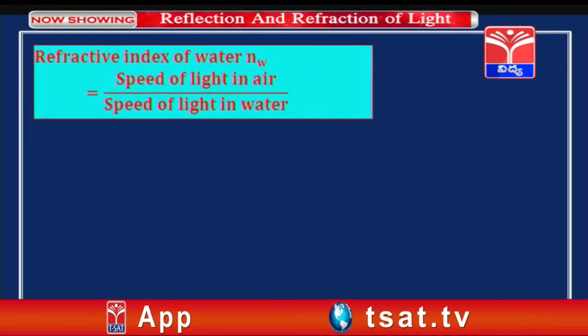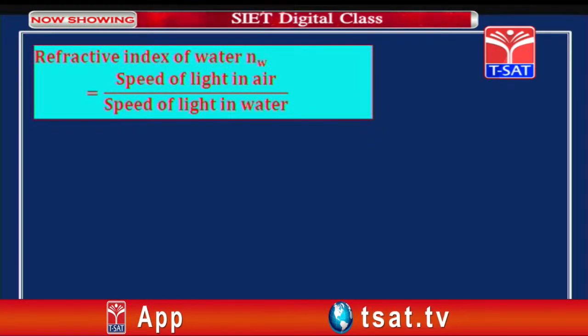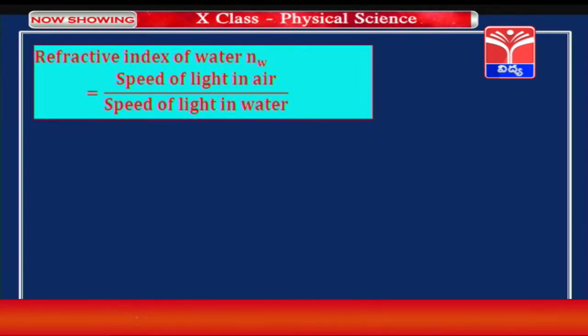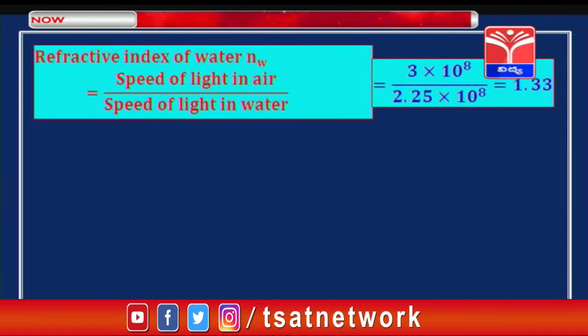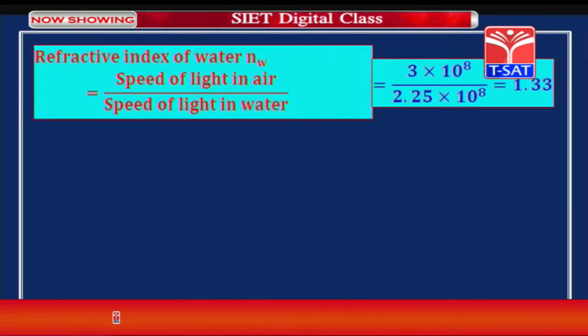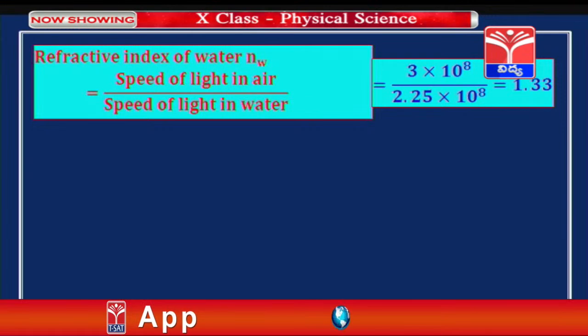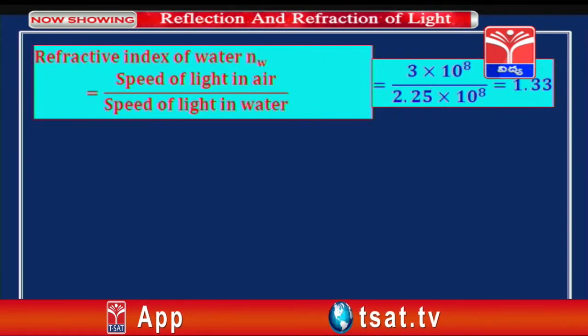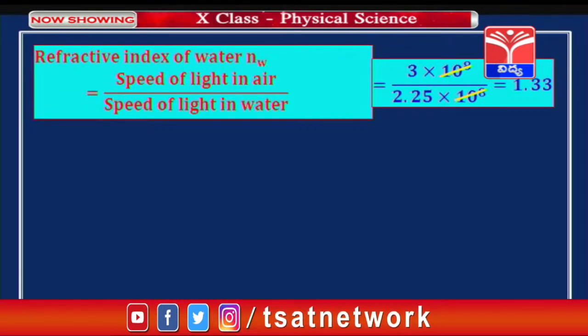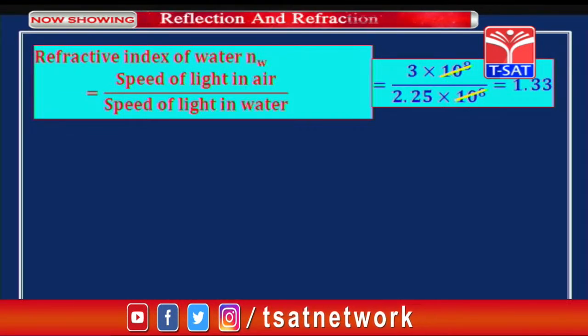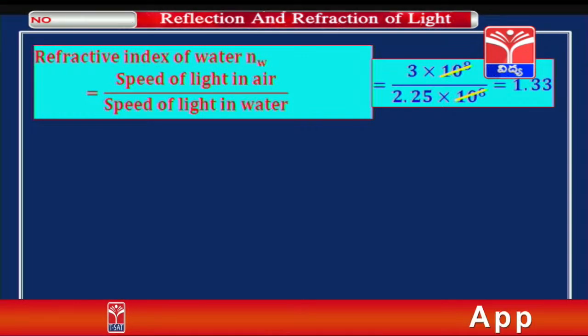Refractive index of water, represented by eta W, is equal to the speed of light in air divided by the speed of light in water. Speed of light in air or vacuum is 3 × 10^8. Speed of light in water is 2.25 × 10^8. Here 10^8 gets cancelled. 3 by 2.25 is equal to 1.33. So, the refractive index of water is 1.33.